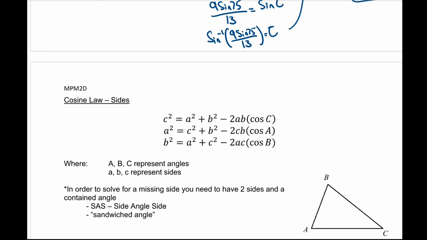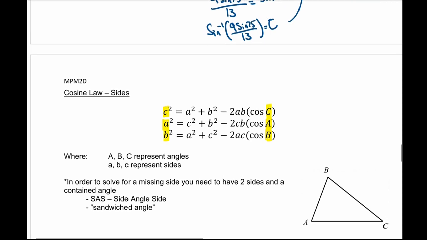But basically, the main thing that you want is, for the side you're looking for, you should be given its corresponding angle. So we see in all of them, the main thing that pairs up with the side we're looking for is the angle. And then the other two sides, for example in the first one, a and b, are the two sides we should be given. Again, capital letters represent angles, lowercase letters represent sides.